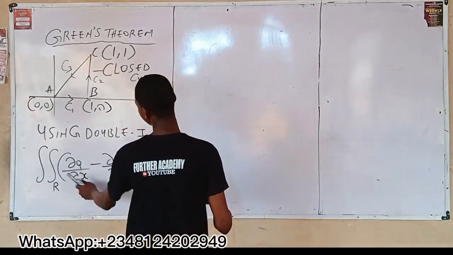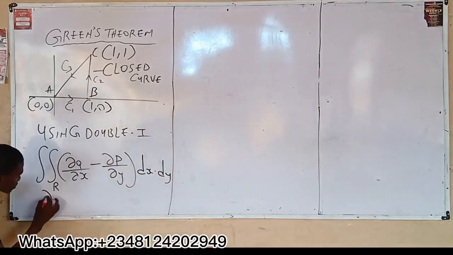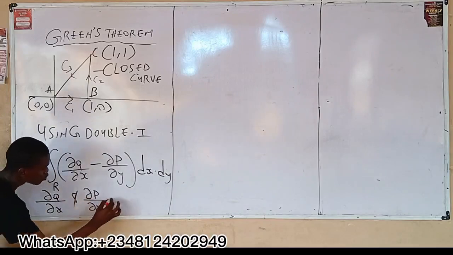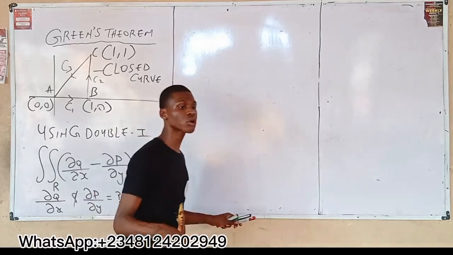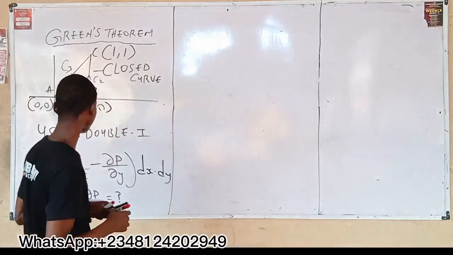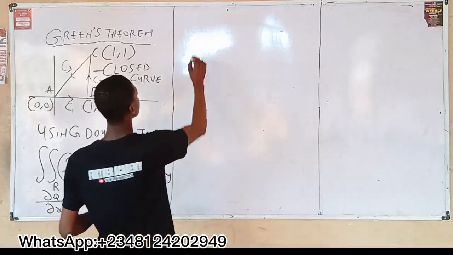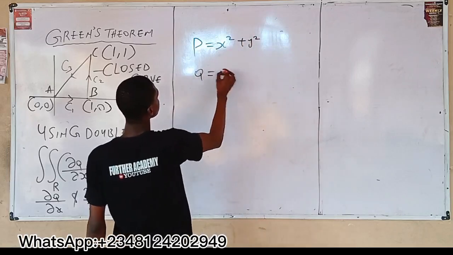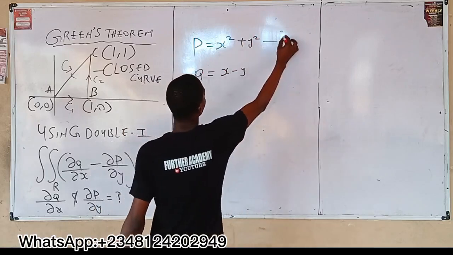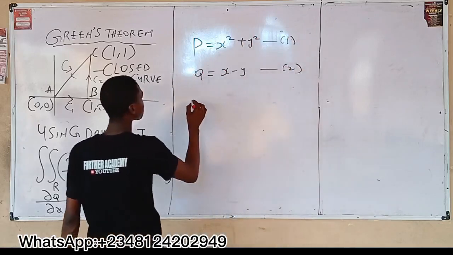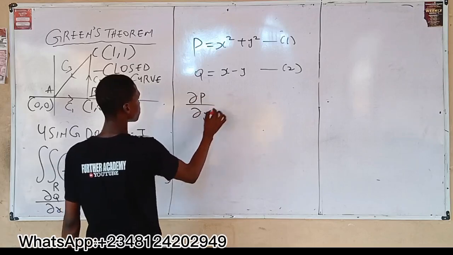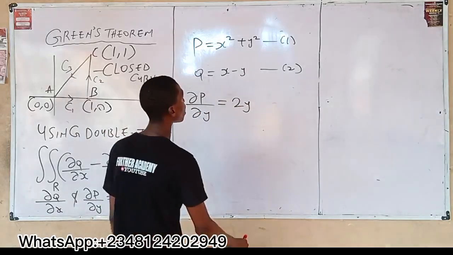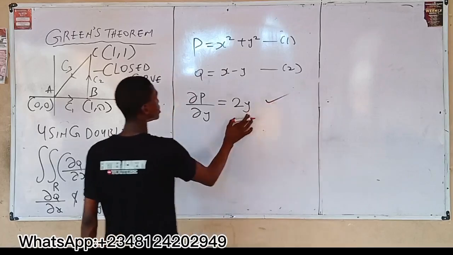Now, let's get these two unknowns first, meaning the partial derivative of q with respect to x and the partial derivative of p with respect to y. Now, we are given the vector field. The given vector field is P equals x squared plus y squared, and Q equals x minus y. Say this is 1, say this is 2. From 1, let's differentiate, meaning the partial derivative of p with respect to y. This is 2y.